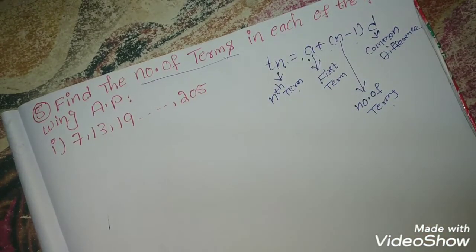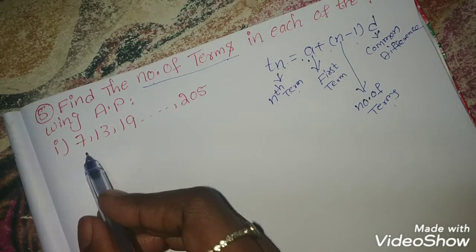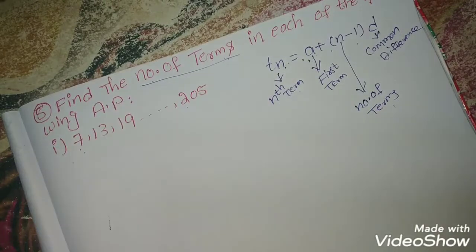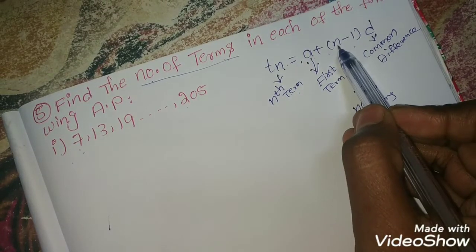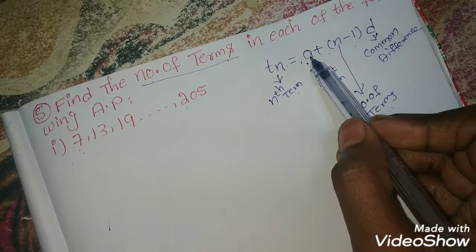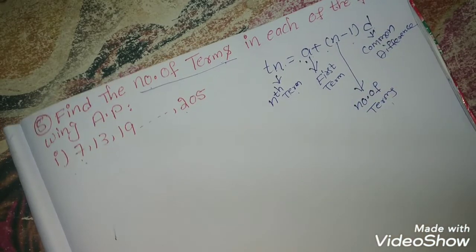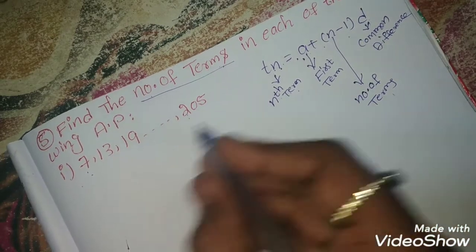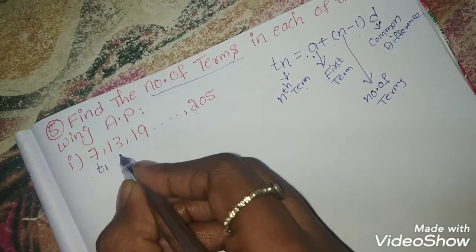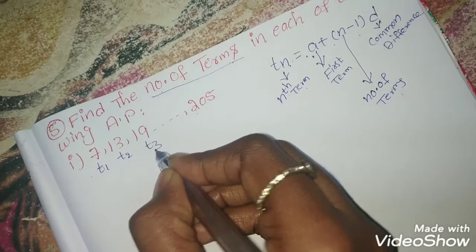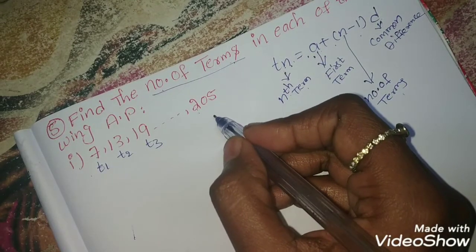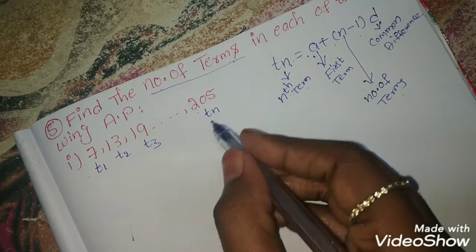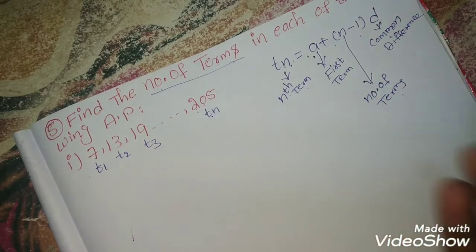That means how many terms we have in the first question, that is 7 to 205. How many terms are there? So we need to find n. Before that, we need to know what a is and what d is. Already we know the nth term is 205. Because 7 is the first term, 13 is the second term, third term, and so on, up to n terms. That means this is Tn.